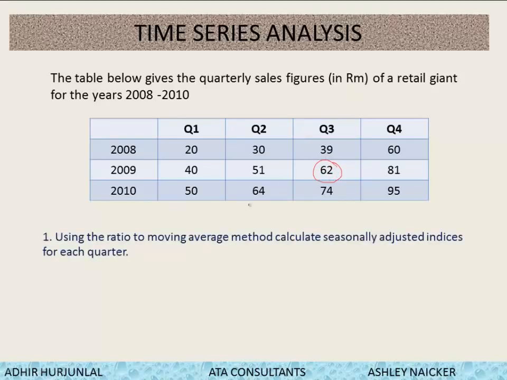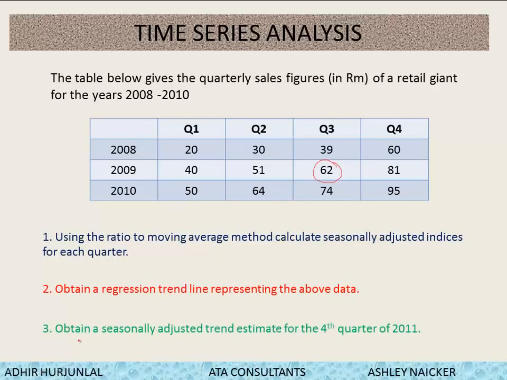The questions: using the ratio to moving average method, calculate seasonally adjusted indices for each quarter. Question number 2, obtain a regression trend line representing the above data. And normally the third question, obtain a seasonally adjusted trend estimate for the fourth quarter of 2011. What you would notice here is 2011 does not appear in our given information. So we are going to estimate, or basically make a prediction, based on our calculation of time series.